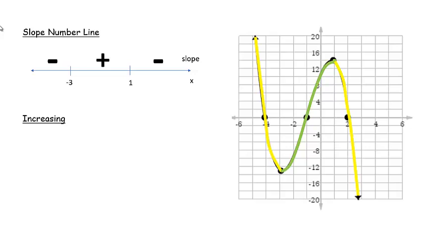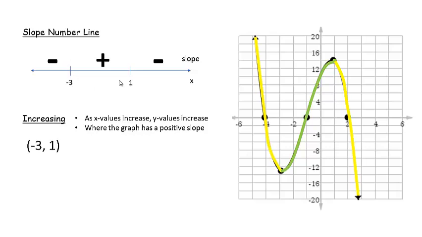Something that we like to write down are the increasing domains of the graph. So in this case, that was where our graph was going up or had a positive slope, right? This green portion right here. And we write it down as its domain. So we're going to use the x values of that green portion. In other words, we're going to look at the x values on our slope number line here, and we're going to write down from -3 to 1 being the increasing interval.